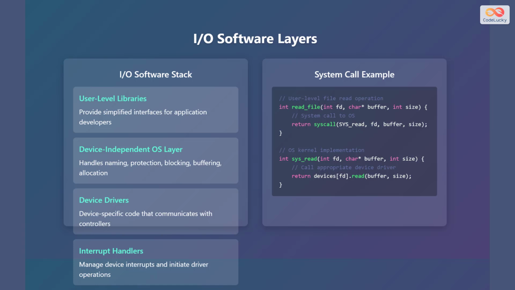Now let's delve into the different layers of input-output software. These layers include user-level libraries, which provide simplified interfaces for application developers. There is also a device-independent operating system layer, which handles naming, protection, blocking, buffering, and allocation. Device drivers are also included, which are device-specific code that communicates with controllers. Finally, interrupt handlers are used, which manage device interrupts and initiate driver operations. Here is an example of a system call, where the user-level file read operation calls the system call to the operating system, which then calls the appropriate device driver.